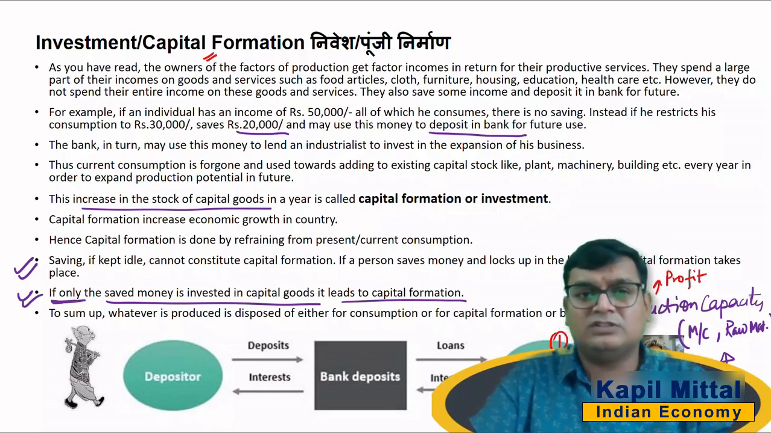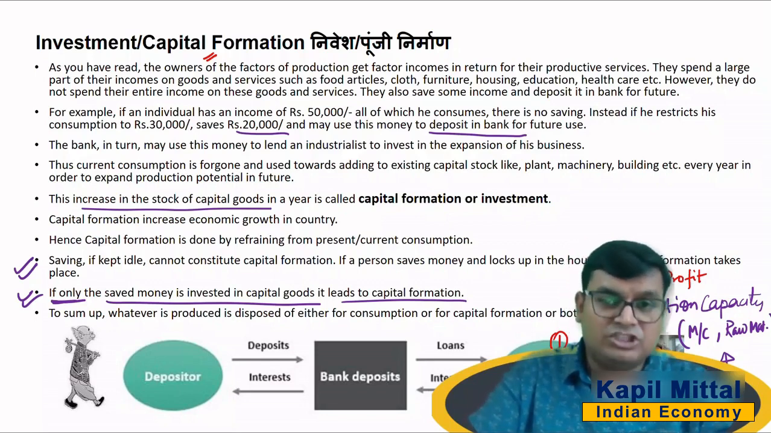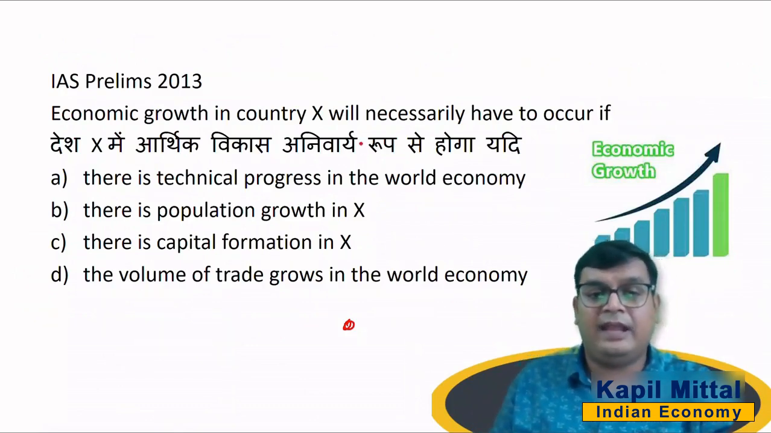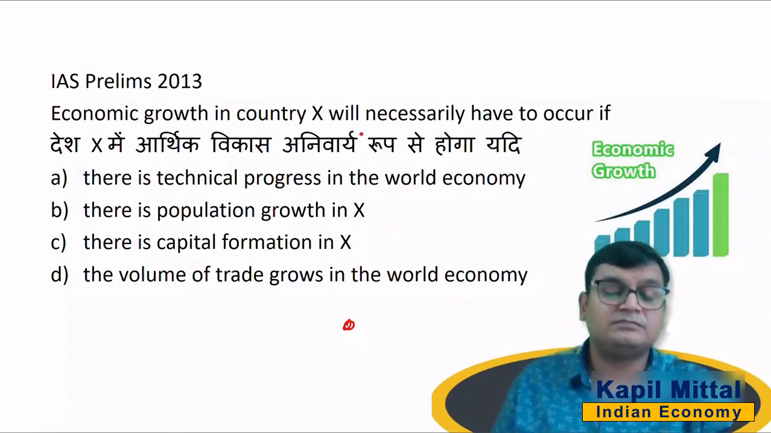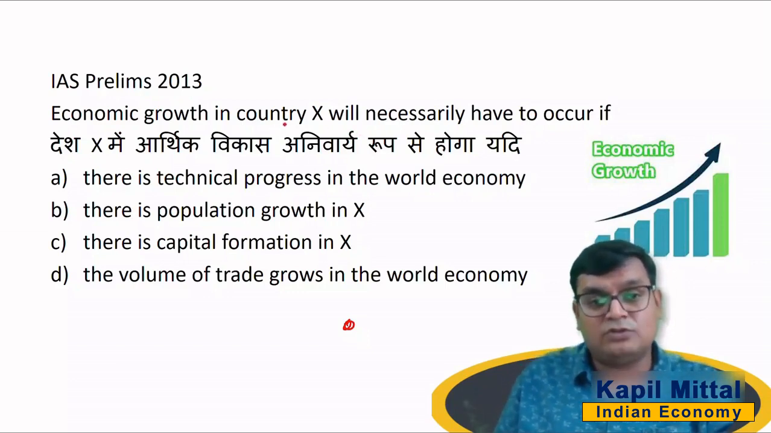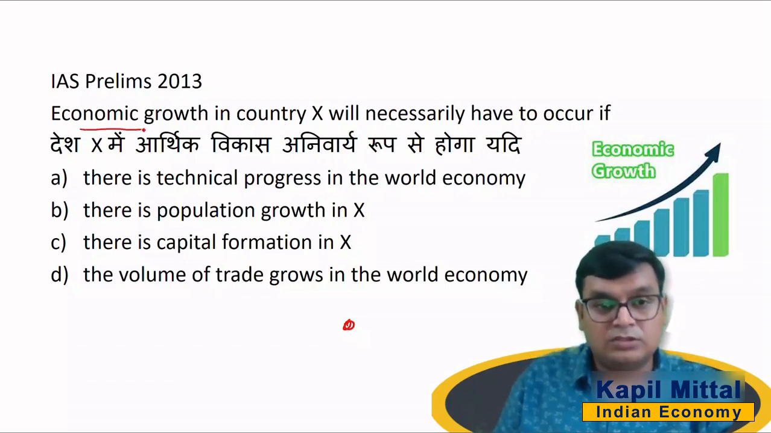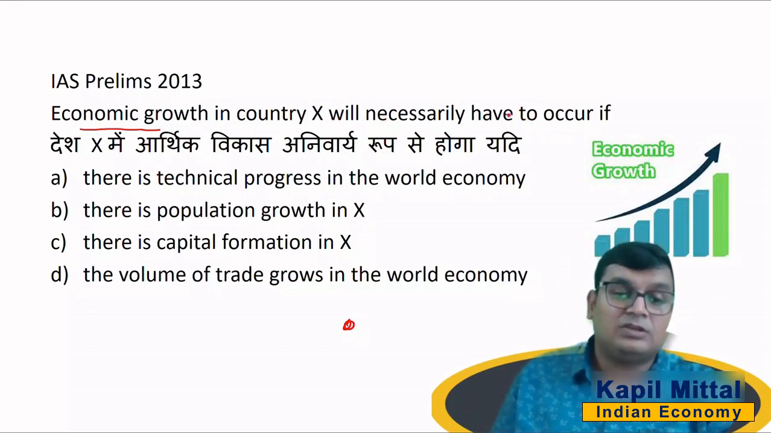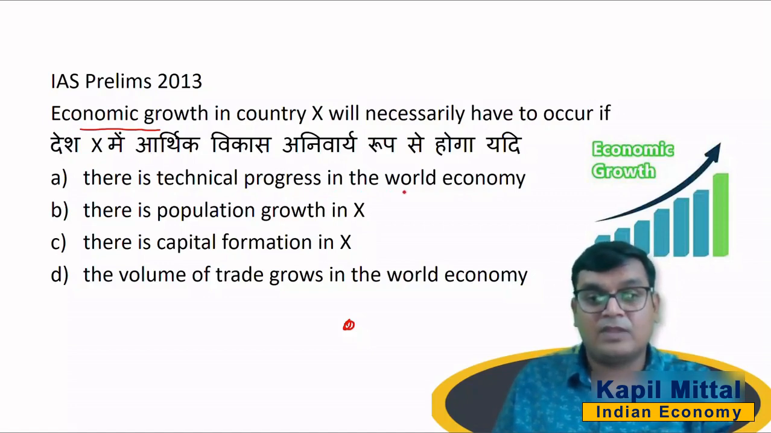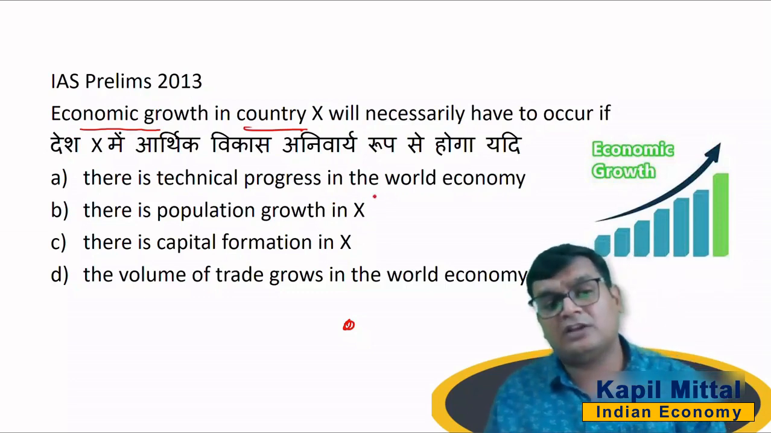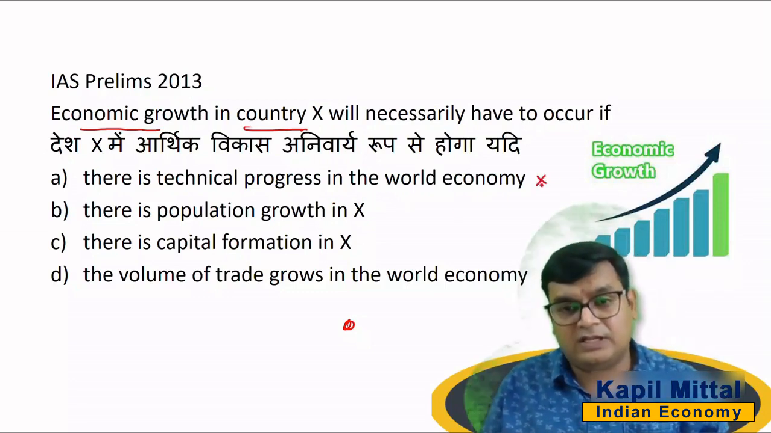Now you have understood this concept very well, and we will see the question asked on it by the UPSC in 2013. The economic growth in country X will necessarily have to occur if... We have to find the relationship with economic growth, how this will happen. First option: there is technical progress in the world economy. We are asking about any country X. Technical progress in the world economy may or may not contribute to the economic growth in country X. So this will not be the correct answer.